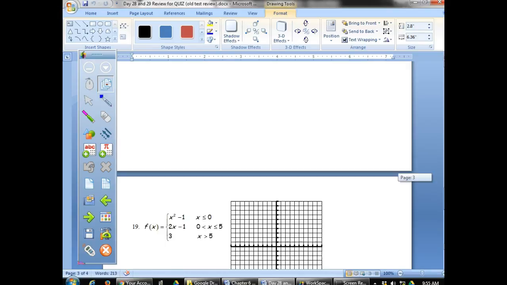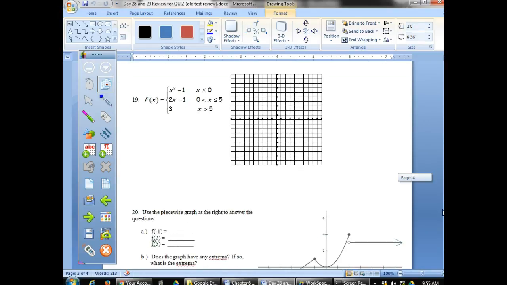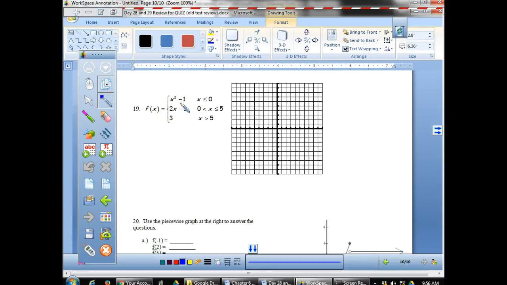Okay, now the back page. The back page is a little bit different. This one you can graph. I feel confident you can go the opposite way. That's a little bit easier. But you know what, I might as well go ahead and do it for you. So the first piece of the graph is going to be less than 0. So it's going to be here.